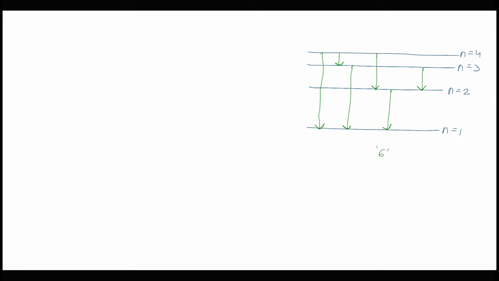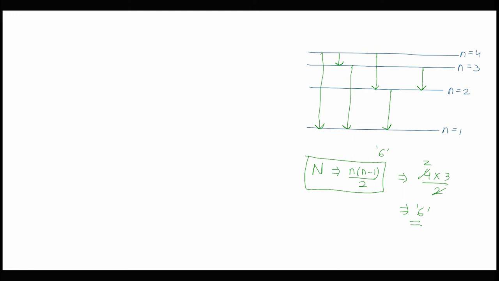The number of possibilities can also be calculated by the formula n(n minus 1)/2. So over here I can cross check it in this formula: 4 into (4 minus 1) by 2, that is, we get 6 transitions. So the number of transitions can be calculated by this formula: the number of transitions is equal to n(n minus 1)/2. Now for the longest wavelength, the frequency should be the smallest.